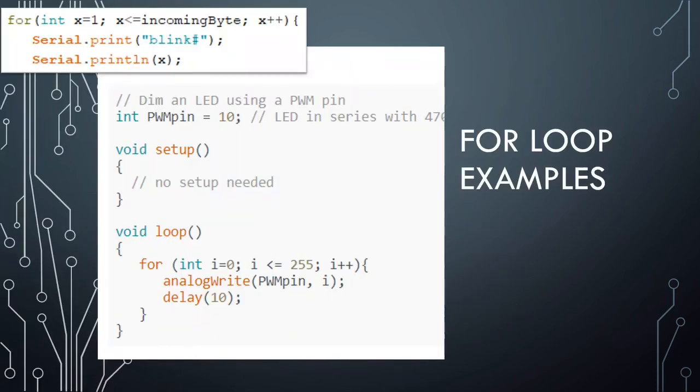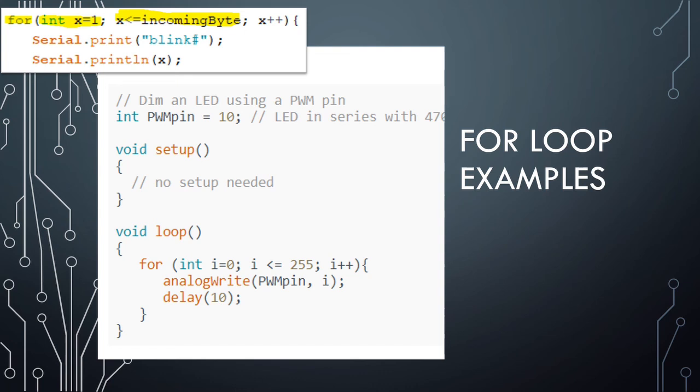So I have two different examples of a for loop here. The first one in the top left corner, we start out with our for loop. We are declaring our integer x is going to start out as being equal to 1, and the condition that we are checking is that x is less than or equal to the incoming byte. So whatever that incoming byte is. So let's give that a number.